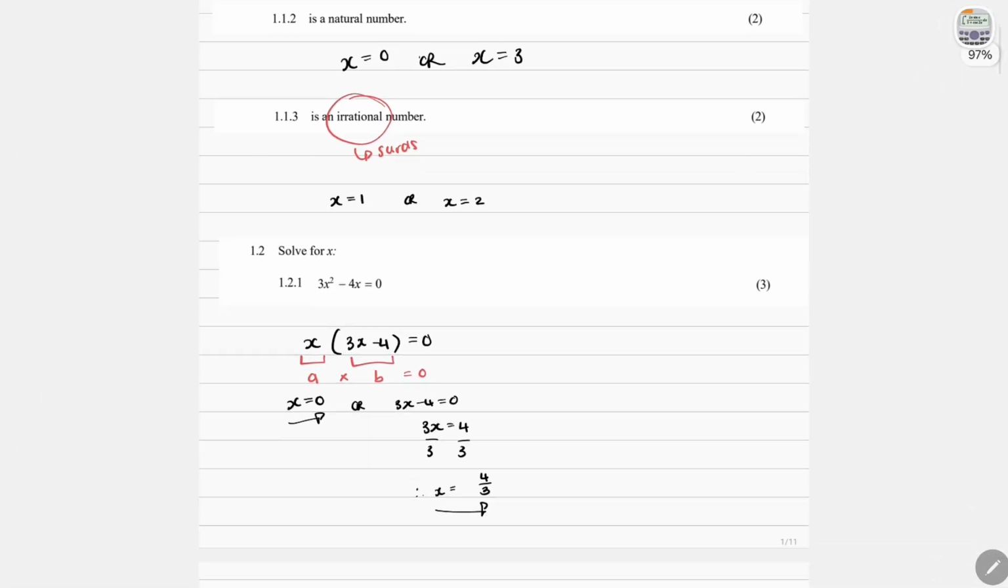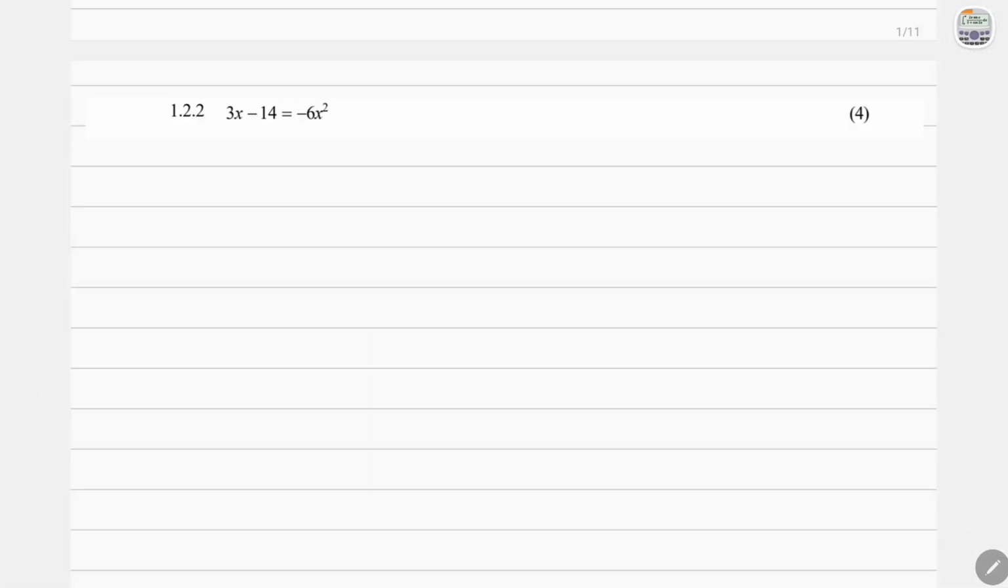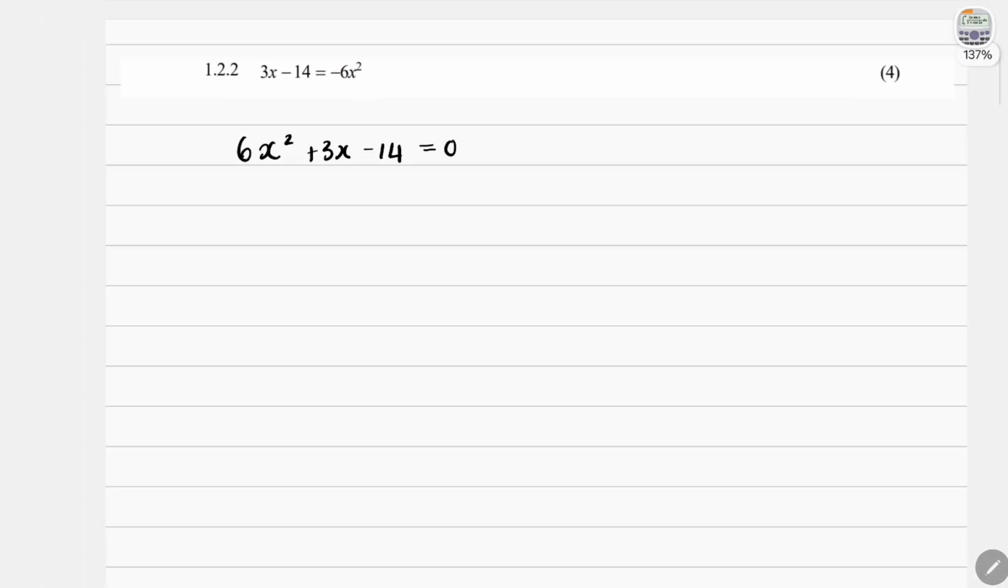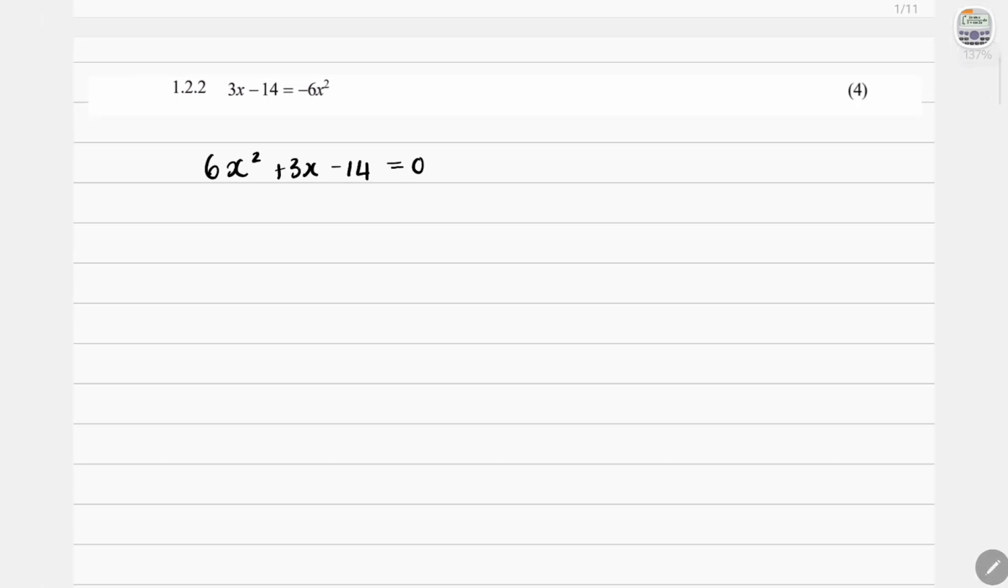Moving on to the next question. Question 1.2.2 says we need to solve for x in this equation. Okay, straight away, do you see how the value with x squared is negative? So we might as well just bring it over to the left-hand side. So we have positive 6x squared, and then we have positive 3x minus 14, and now we say is equal to 0. Okay, so they don't really say correct to two decimal places or anything like that.